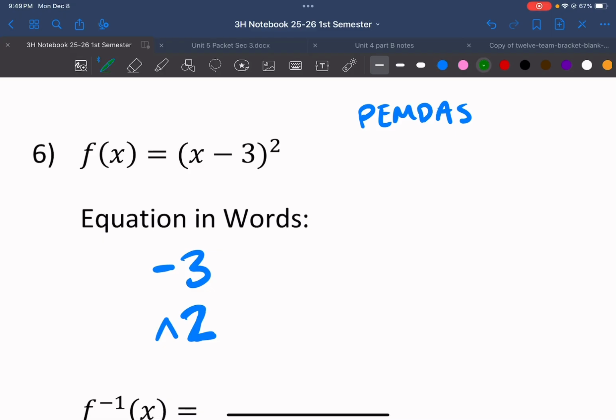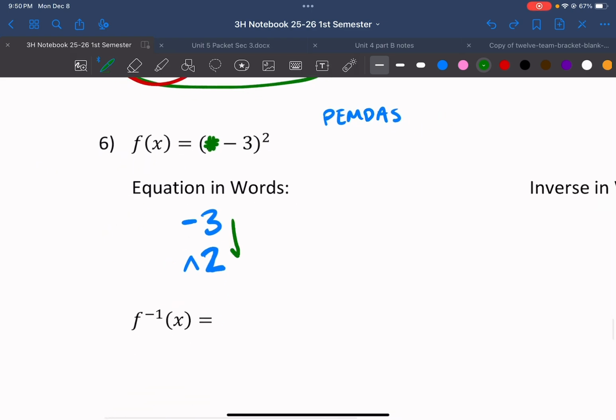Another way to think of it is this. If I were to plug in a number for x, what would I do to that number first if I'm trying to evaluate? I would not take that number and square it. Not yet. I would first have to subtract 3 from that number, and then I could take that whole number and square it. Okay, that's why we write the negative 3 before the square, even though order of operations has a subtraction after exponent. It's because this was in parentheses.